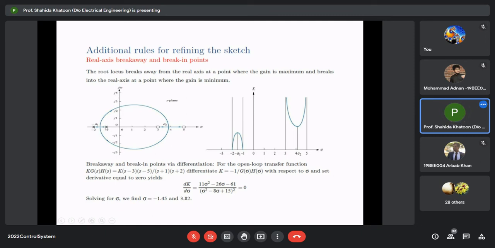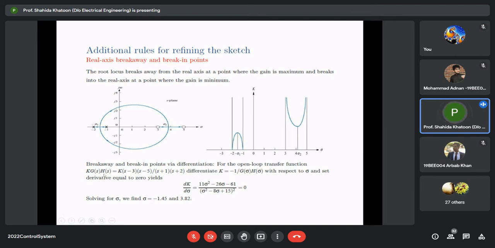This root locus will start from this pole and from this pole, meet at this point minus sigma 1, and then proceed in this direction and in this direction. Again, they will break. This is the break-in point and this is the breakaway point, because at this point the branches are breaking away and proceeding towards infinity. The breakaway and break-in points can be obtained with the help of differentiation.